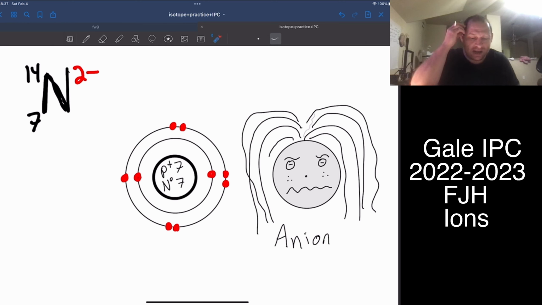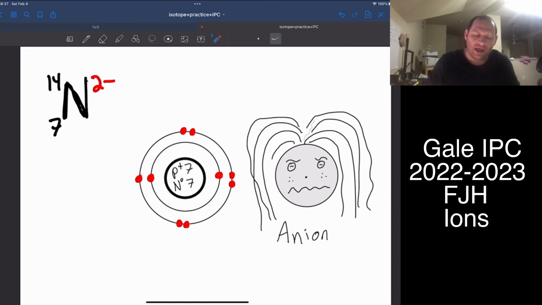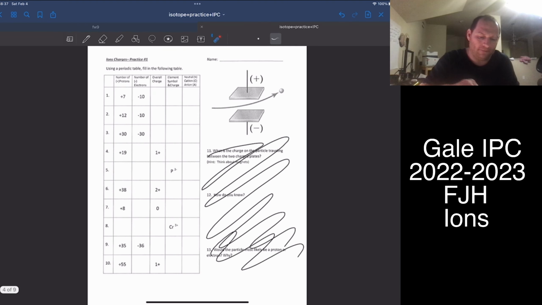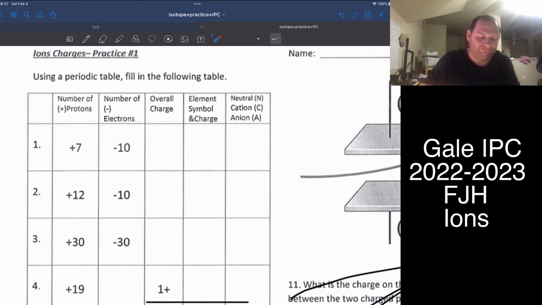Okay, so negatively charged ions are anions. So it's any atom that has extra electrons compared to the protons. All right? That's very simple. Let's actually look at some practice. It'll be a lot easier when we hit the practice. Okay, remember we're not doing this piece right now. That's for a different time.